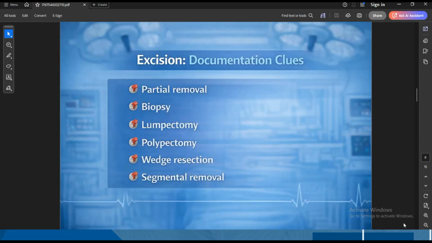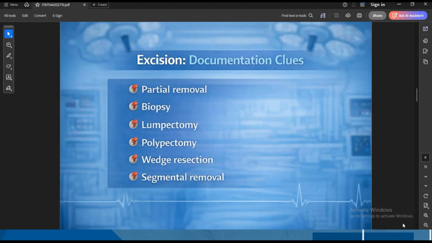Now we need to understand the tips for excision, basically the keywords you need to check in the documentation while coding operative reports. The first one is partial removal. If you see partial removal in the operative report, you need to understand it is excision. Next one is biopsy. If the documentation says biopsy, you need to use excision.